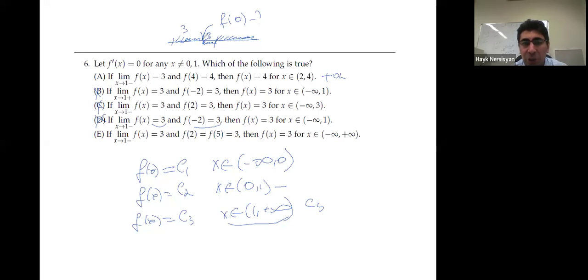So before 0 and after 0, yeah, the function is 3. But at the 0 point, what's going on? We don't know. So let's drop D as well. It remains the last one. F of x here is 3. From 0 to 1 is 3. F of 2 equals f of 5 equals 3 means, okay, here the function is 3. We don't know what's going on here. So we can't say it is always 3. It remains A, which seems to be the correct answer.